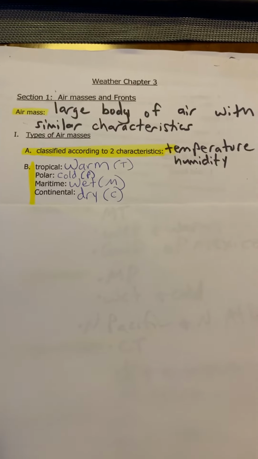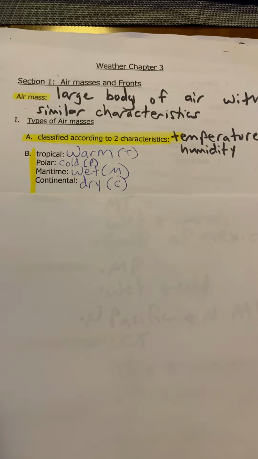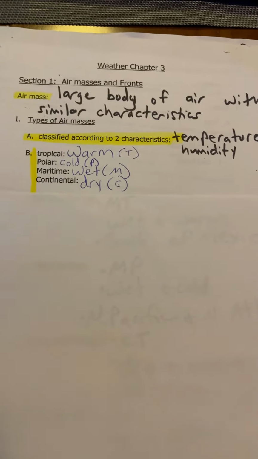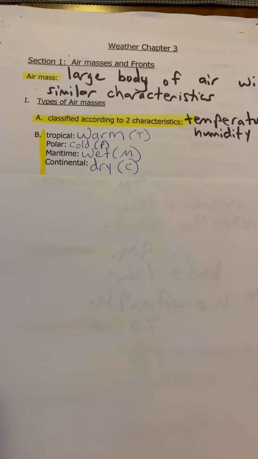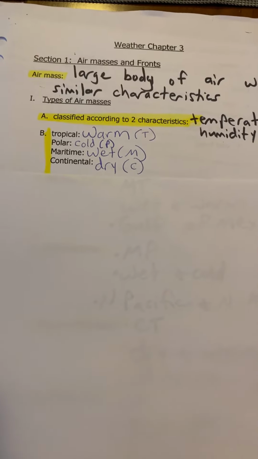Okay, tropical air masses form in tropical areas, so they're warm. Capital T represents tropical. Polar air masses form in cold areas, P for polar. Maritime are going to form over the ocean, so they bring moisture, M for the symbol. And then continental form over land, so they're dry, letter C. So we can put these together to look at the 4 air masses that affect our weather.